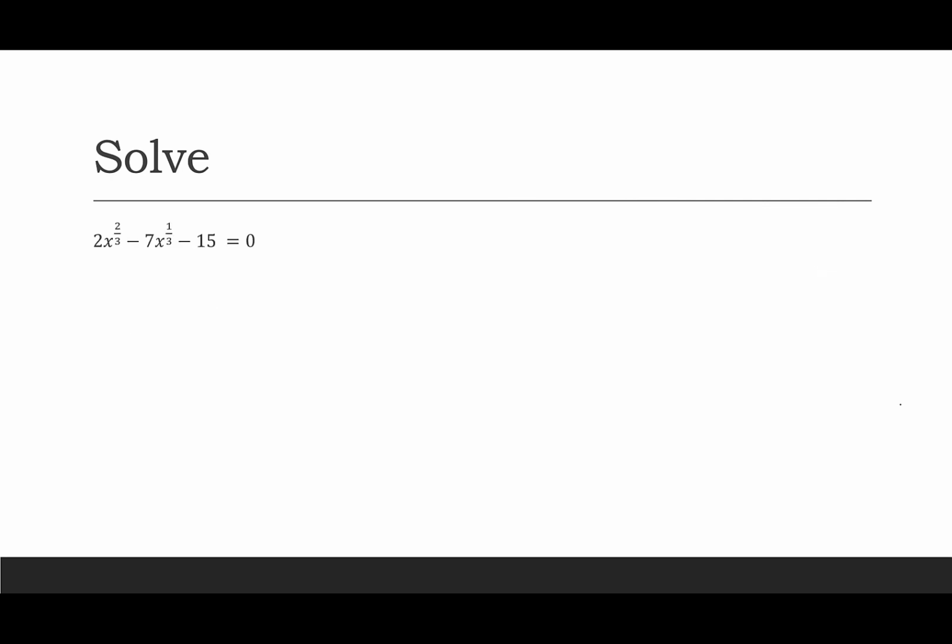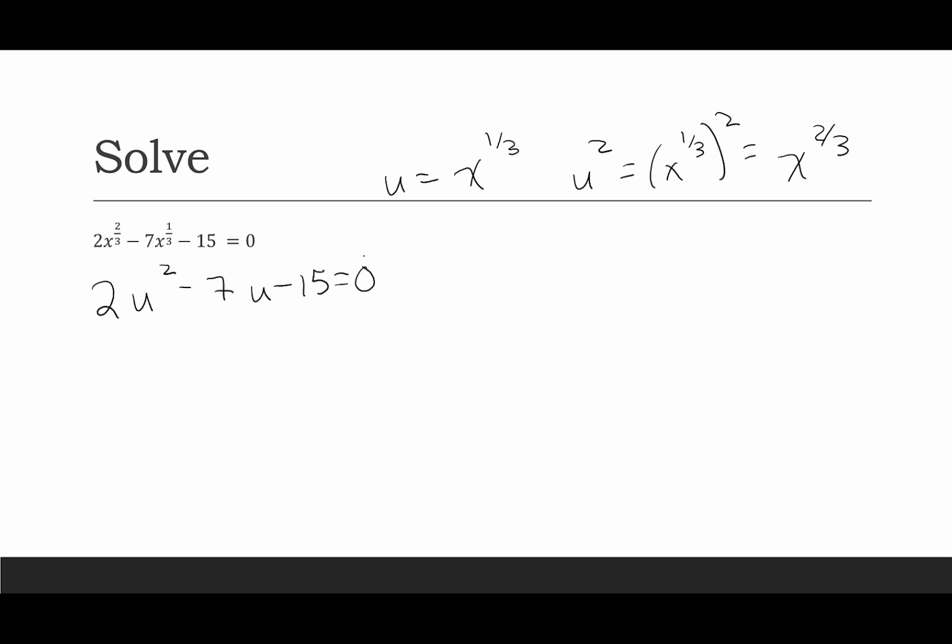So let's try one more that kind of looks similar. This time instead of halves and fourths, I have 2/3 and 1/3. U is going to be x to the 1/3. U squared then will be x to the 1/3 squared, which gives me x to the 2/3. So it works out exactly as we would hoped. So this becomes 2u squared minus 7 times u minus 15 is 0.